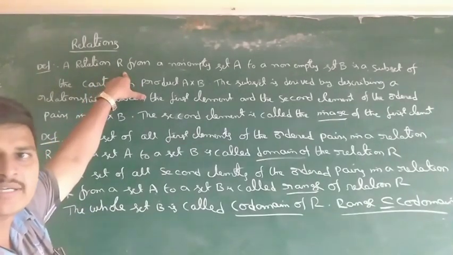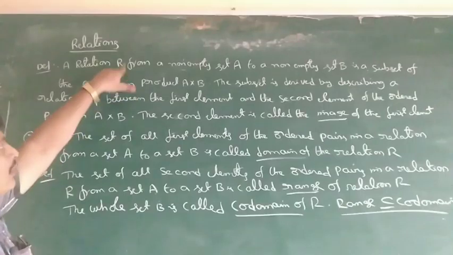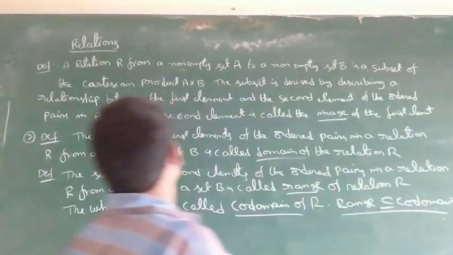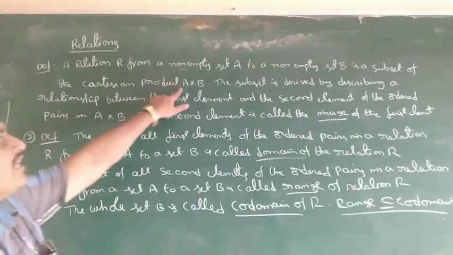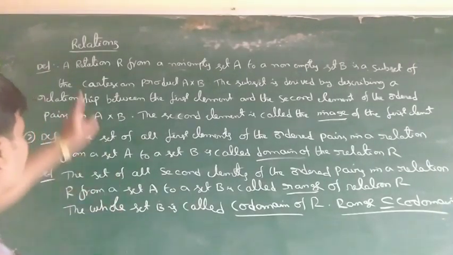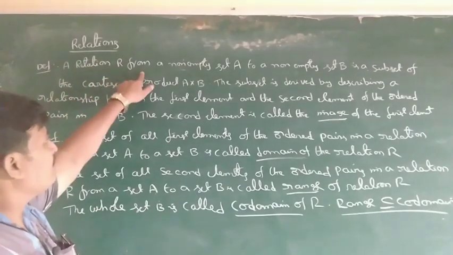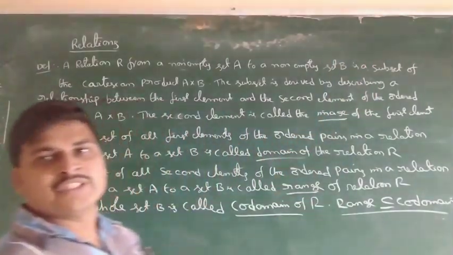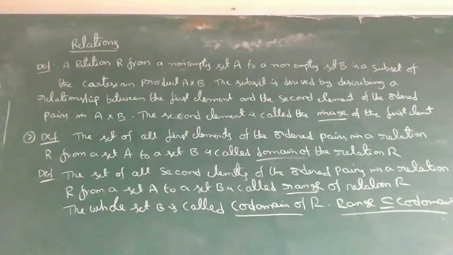A cross B, B cross A. This is relation. A relation from a non-empty set A to a non-empty set B is a subset of the Cartesian product A cross B. The subset of the Cartesian product A cross B is called a relation.